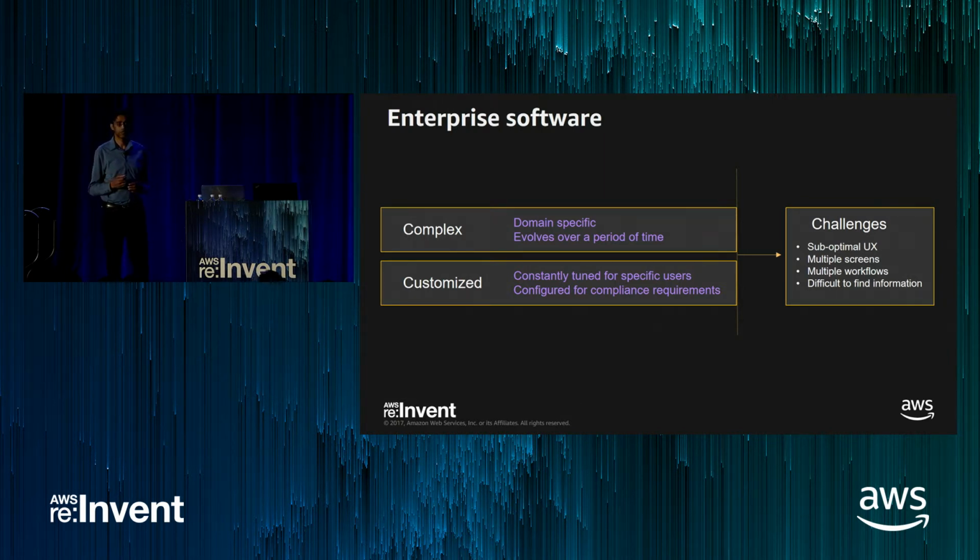Some of these are also compliance needs. It is very domain specific. So every domain has its own set of needs, and the enterprise software has to be modified continuously to fit these different domains. As a result, your information is spread across multiple different screens. It is across multiple workflows, and this makes it very difficult to find information in such a system.